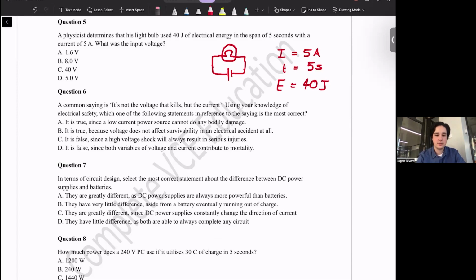Now, this will require us to think about what formulas we have to actually use. And with these here, the formula that we can use, since we need to know what the voltage is here, we need to use... just stop, I've got a mistake here.